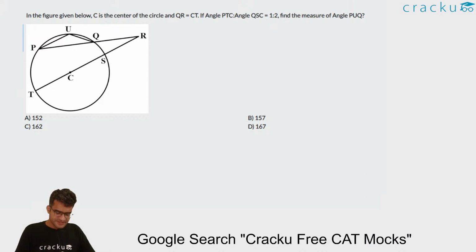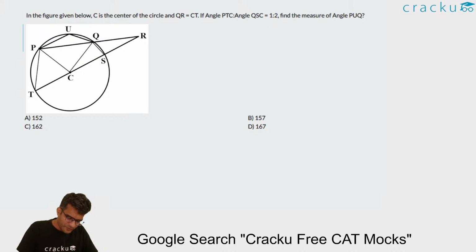Okay, let us check this out. In this figure, we are told that C is the center of the circle and QR is equal to CT. The ratio of angle PTC to angle QSC is 1:2. Find the measure of angle PUQ. So the first thing we do is, because we are given that C is the center, let us join C to P and Q. And because we are given angle PTC, let us join P and T. And because we are given angle QSC, let us join Q to S.